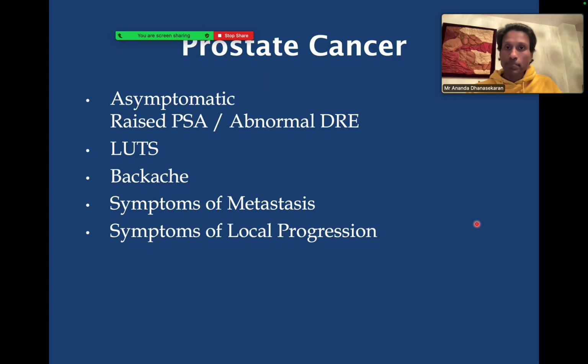So patients may present asymptomatic with a raised PSA, and sometimes if we examine the rectum using a gloved finger, you may feel an abnormal DRE. Patients can present with urinary symptoms. If the prostate cancer spreads to the back, like lymph nodes or bones, patients can present with backache. Those are symptoms of metastasis. Sometimes if there is a metastasis to the brain, the patient can present with syncope, confusion, memory loss, etc. And there are some symptoms of local progression.